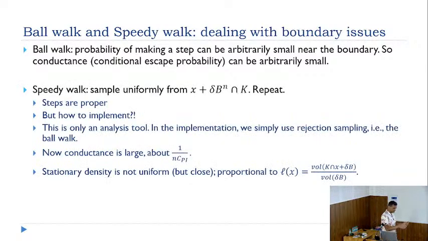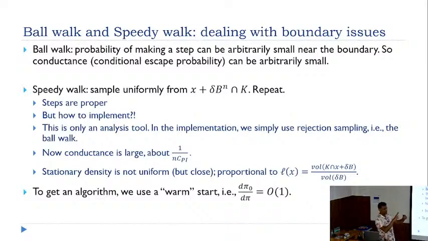By that I just mean imagine you're in a cube and you're near the corner of a cube. Even one step of a delta ball, doesn't matter how small you make delta, you're going to step out all the time. So how do you deal with this? The solution is to start with a warm start. But in analysis, it's even more complicated, even analyzing the warm start.